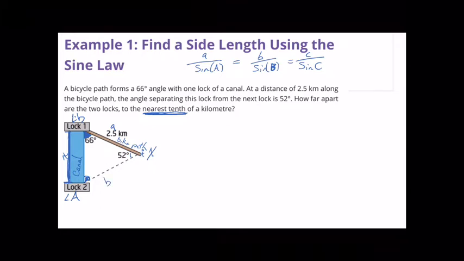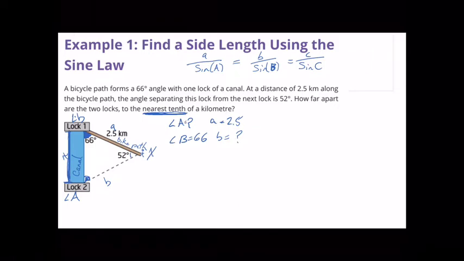So we've got the angle x is 52 degrees. What do we know? Angle A is a mystery, but little a is 2.5. Angle B is 66. Side B, we don't know. Angle X is 52 degrees, and little x, side x, is what we're trying to find out.